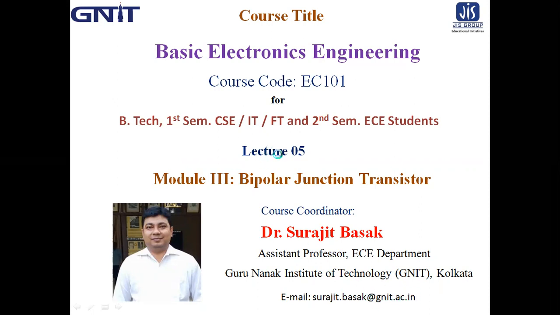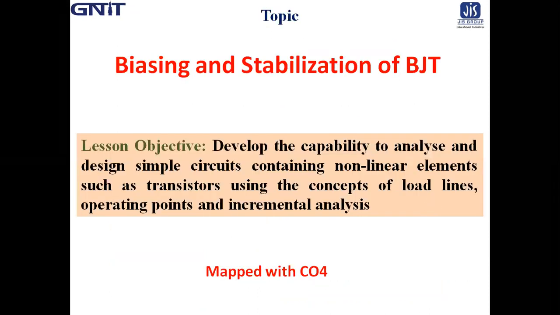Today we are going to start lecture number 5 from the third module, that is bipolar junction transistor. In the last class we have covered different types of configurations like common emitter, common base and common collector configurations, and we also discussed the concept of early effect or base width modulation. Today we are going to start biasing of a transistor and stabilization of BJT.